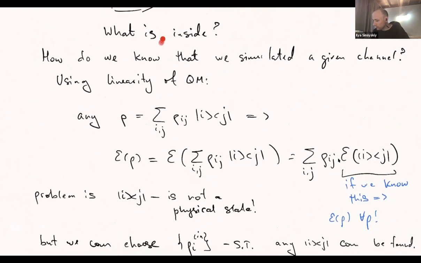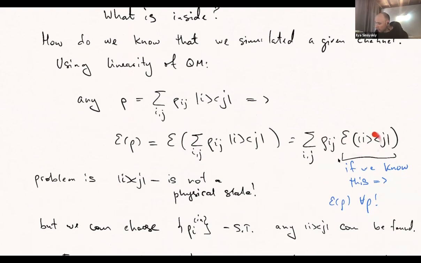How does it allow us to do it? Our generic input state can be written like this. We apply some channel, which could be just a unitary operation or some dissipative operation, and due to the linearity, we can always write it like this. So if we know what's happening to every state like this, and the problem is that this is not a state, but we're coming to it, we can reconstruct what epsilon will do to any set of these coefficients, yeah?